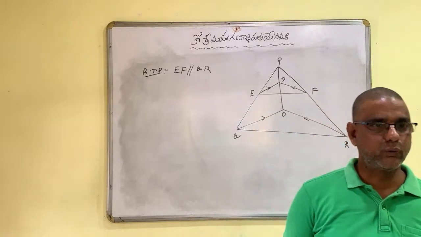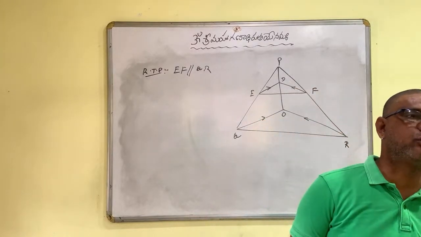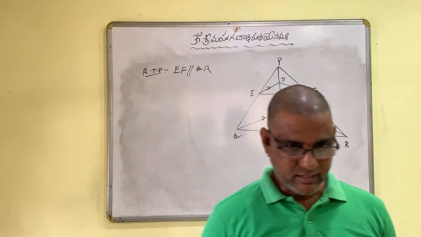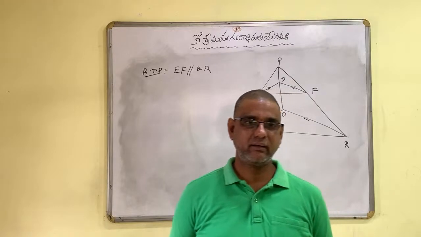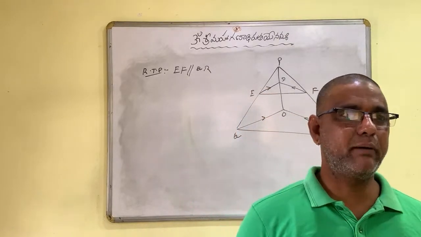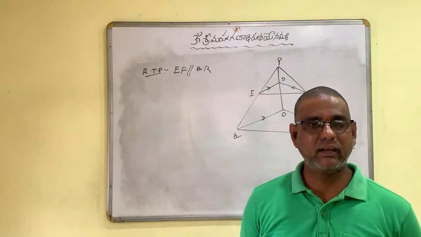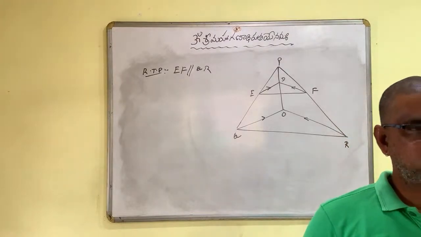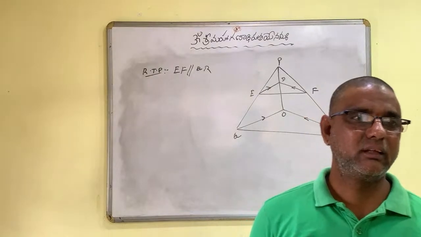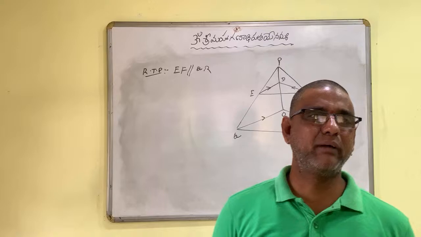EF parallel to QR. Very good. To prove that, what is enough to prove? To prove EF parallel to QR, for that one, what is enough to prove? Tejal wrote PE by EQ is equal to PF by FR.